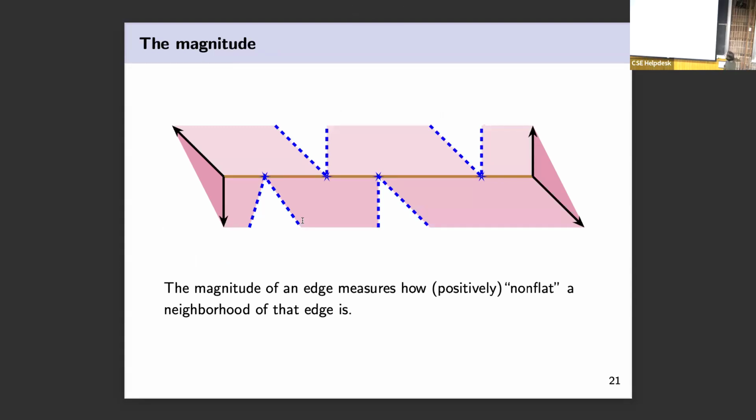What it looks like is that the magnitude is kind of how not flat the neighborhood of the edge is, because if you project down a neighborhood of a vertex, it has to look like one of these pictures. It's very rigid how the three neighborhoods in those three neighboring facets come together.